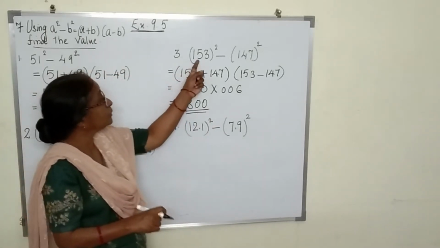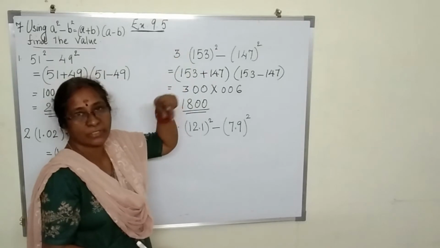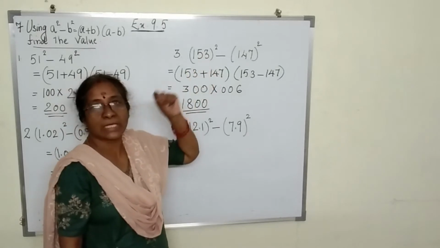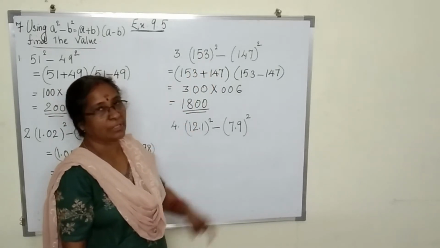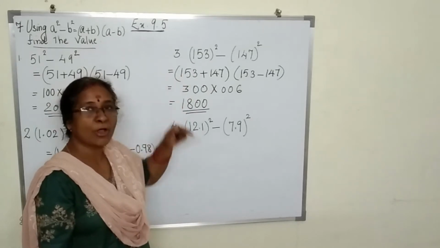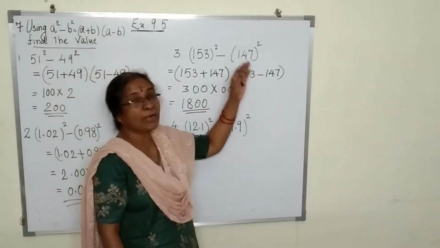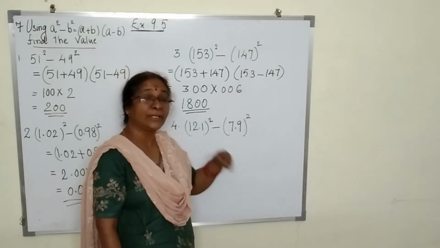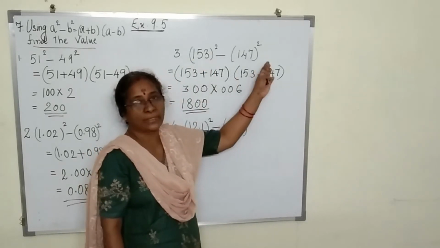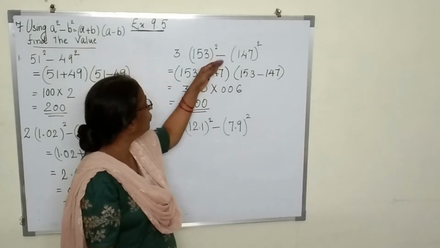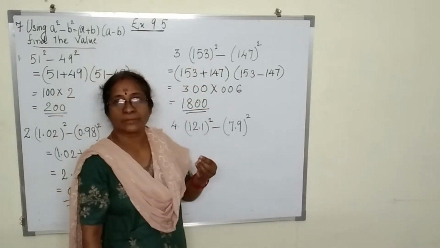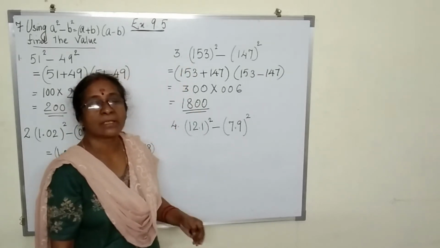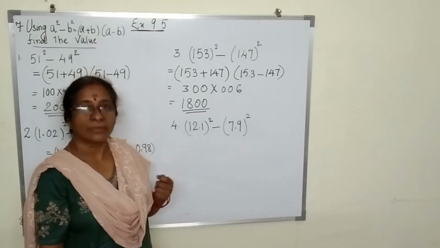If you do it in the original method, the traditional method, you have to find the square of 153, that is 153 multiplied by 153, 3 digit by 3 digit. It takes a long time. Again, multiply 147 by 147, again 3 digit by 3 digit multiplication. Then you have to subtract. Such a long method, right? Instead of that, if you use this, it takes only 2 minutes to complete the answer. So application of identities will help you to calculate easily.